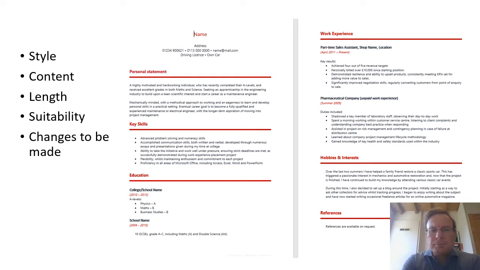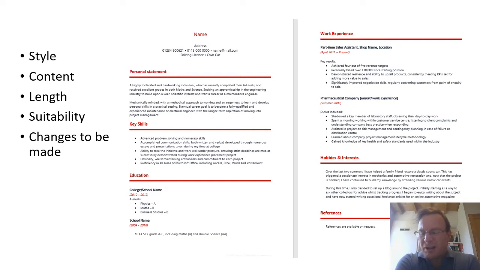So the feedback that we cover is really looking at these five things on the left hand side: style, content, length, suitability, and changes to be made. So if we just take a quick look at this example CV, this is the sort of template that I gave you all. Now the first thing that you will have got some idea of feedback on is that style.